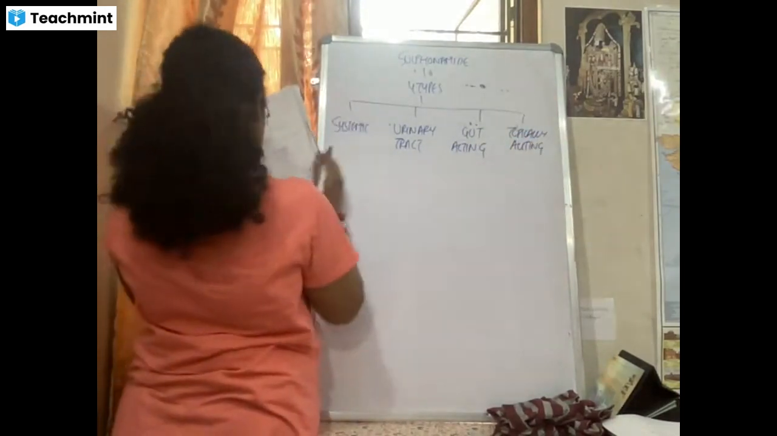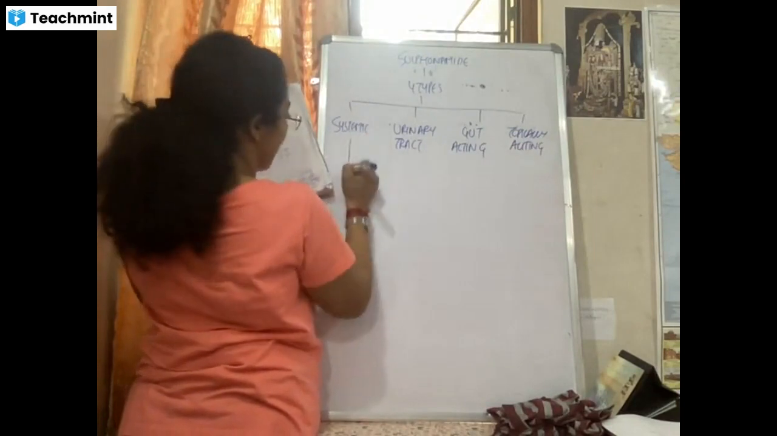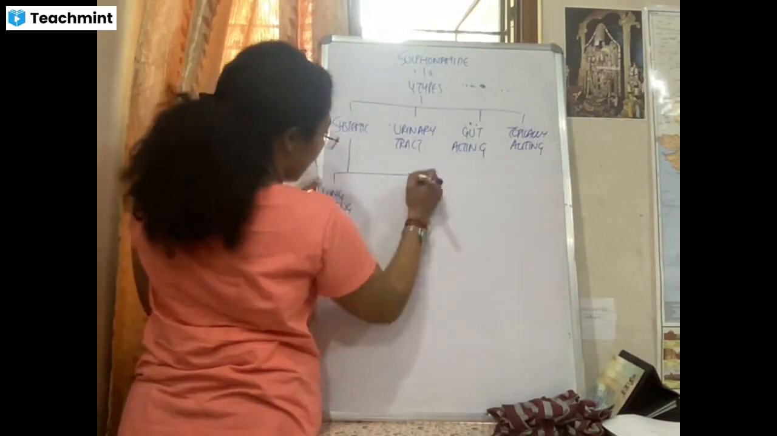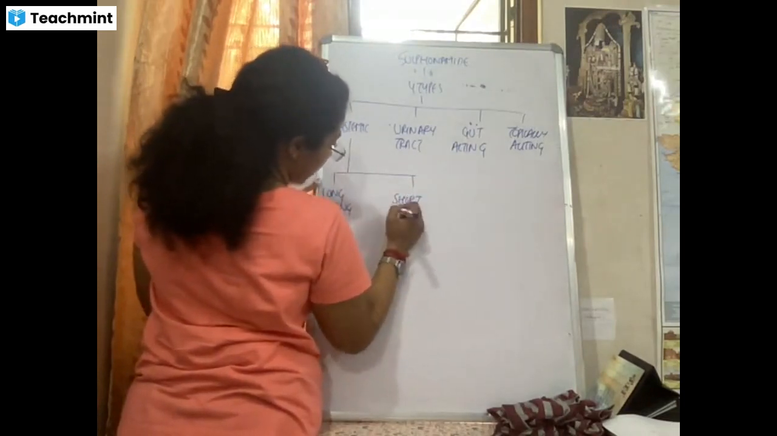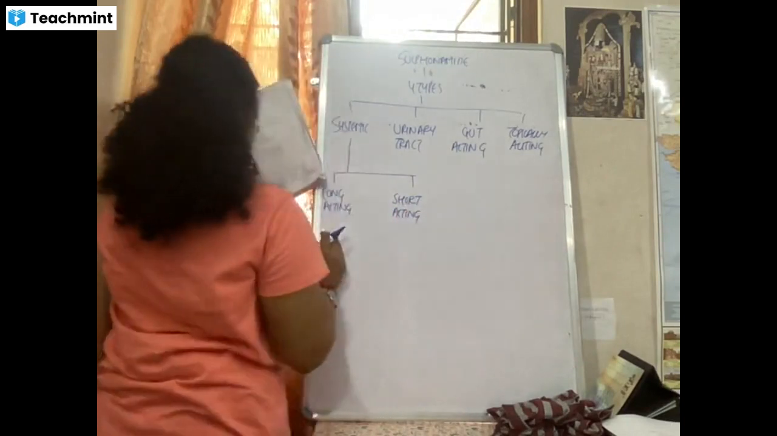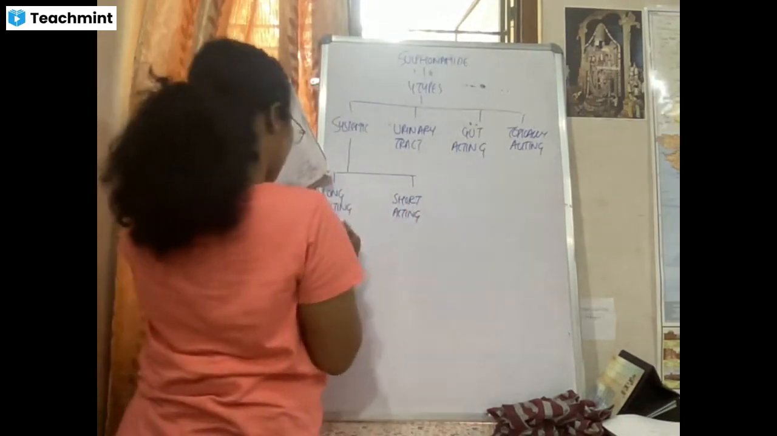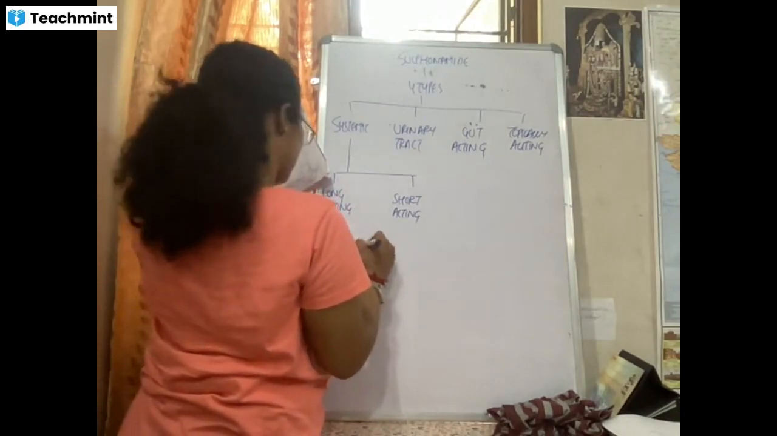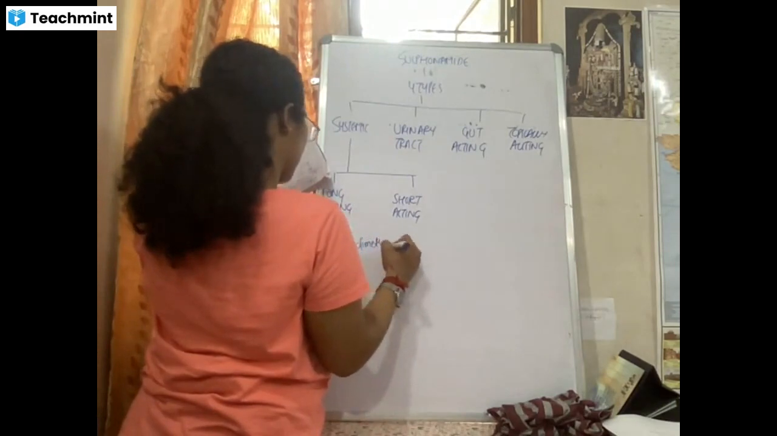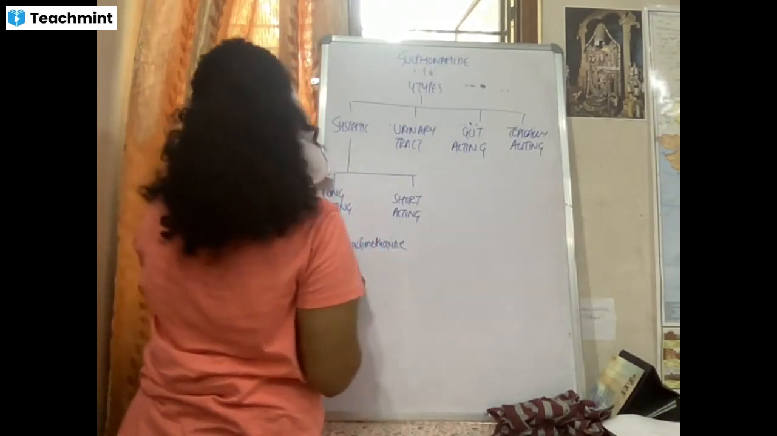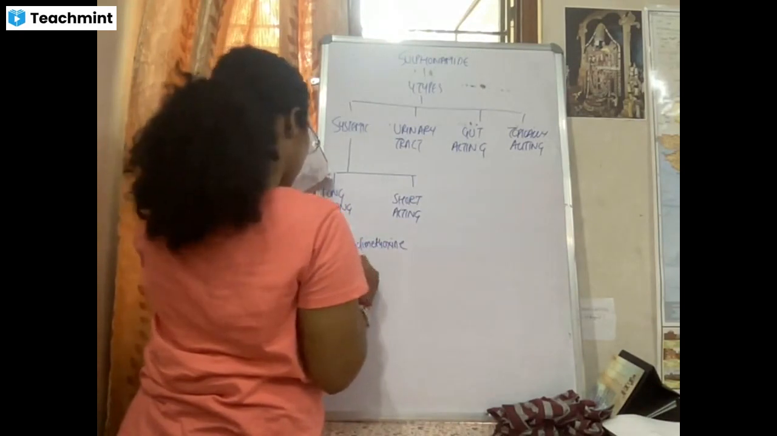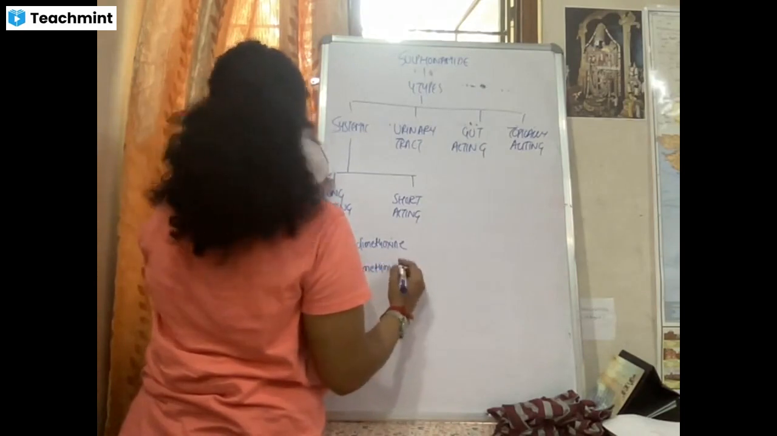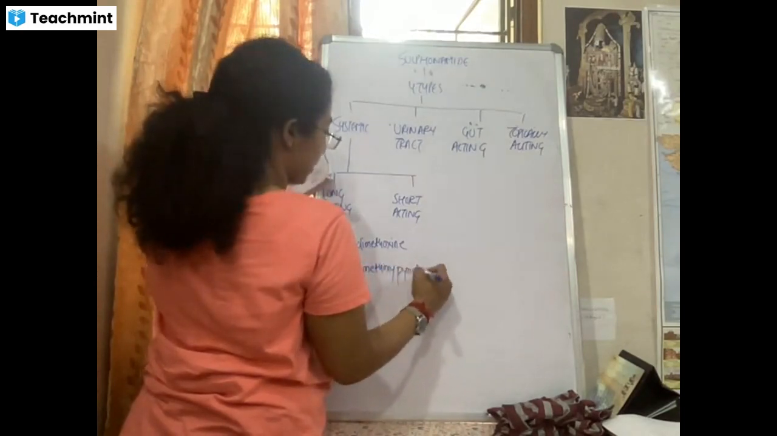First, the systemic acting sulfonamides. Again there are two classes, long acting and short acting. In the case of long acting, the first is sulfadimethoxazine, and the second example is sulfamethoxypyridazine.